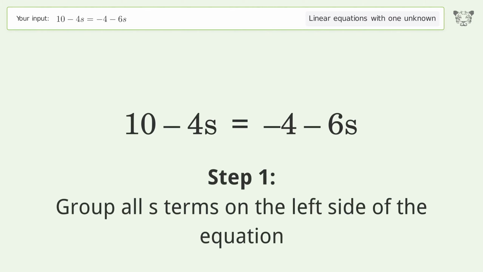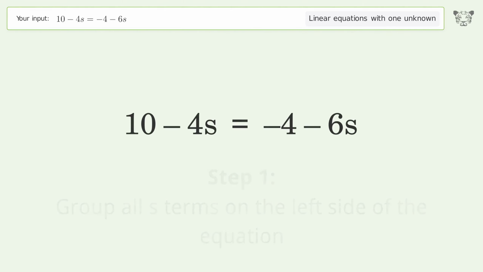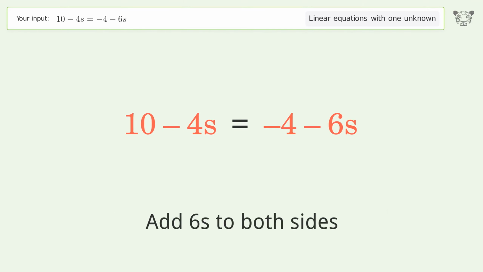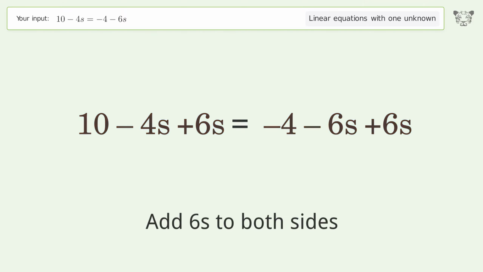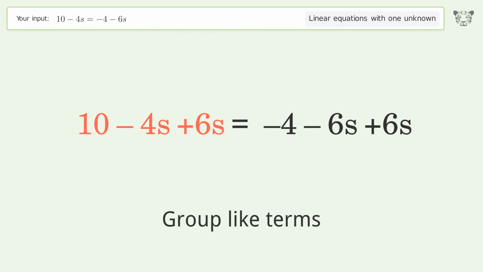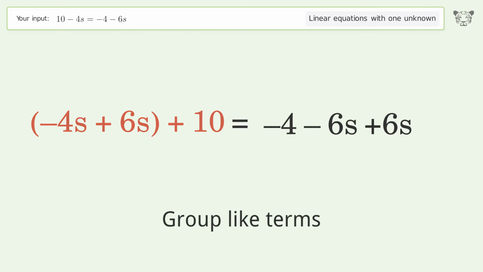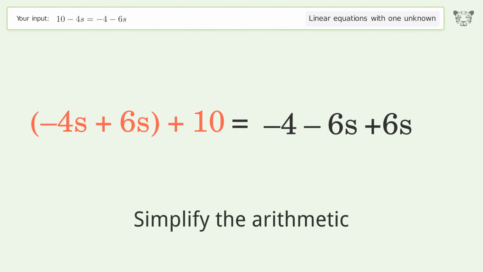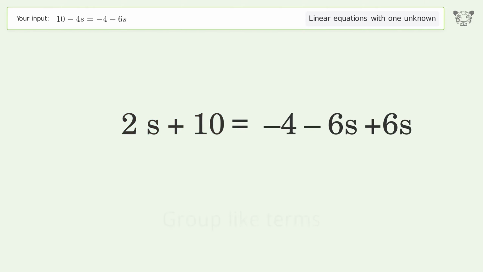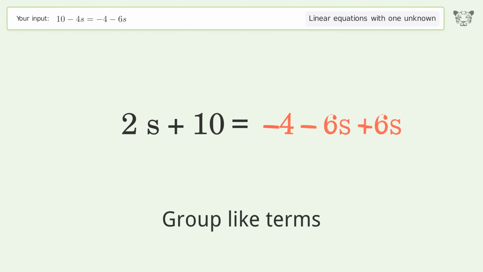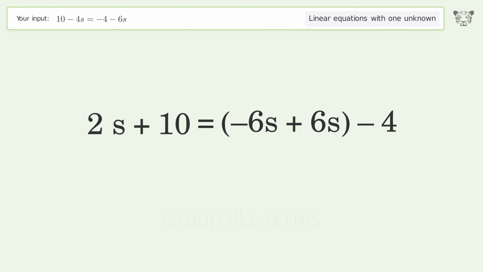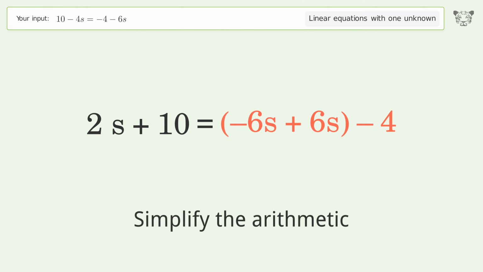Group all s terms on the left side of the equation. Add 6s to both sides. Group like terms. Simplify the arithmetic. Group like terms. Simplify the arithmetic.